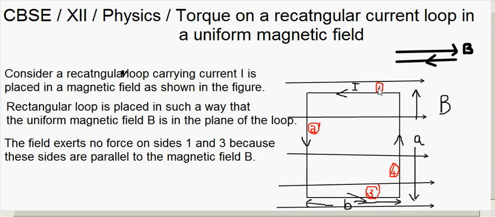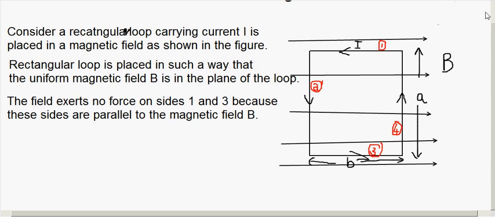So forces acting on sides 1 and 3, we wrote it as 0. The field exerts no force on sides 1 and 3 because these sides are parallel to the magnetic field. Now the other two sides, if you see, they are perpendicular to the magnetic field. The sides 2 and 4 are perpendicular to the magnetic field. Now we have to find out what is the force on these sides.